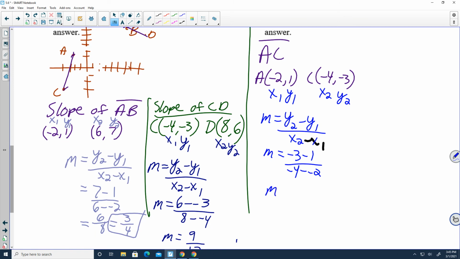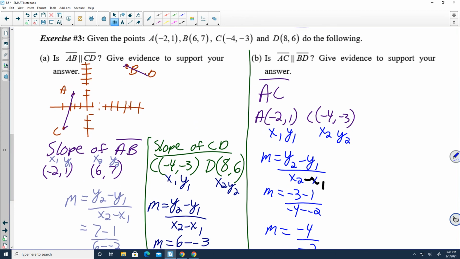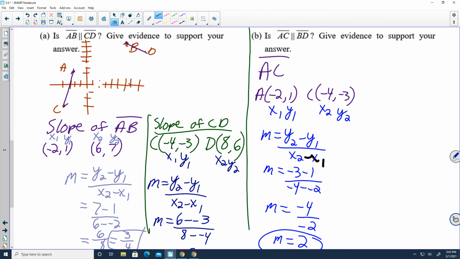Okay, we have -3 minus 1 gives us -4. And -4 minus -2 gives us -2. And then -4 over -2 simplifies to +2. Okay, so that's the slope of the line segment AC. If I was to plot the point A, plot the point C, connect my points to make a line segment, it would have a slope of +2. Now let's find the slope of BD, because we need the slope of BD as well to see if it's also going to be 2.